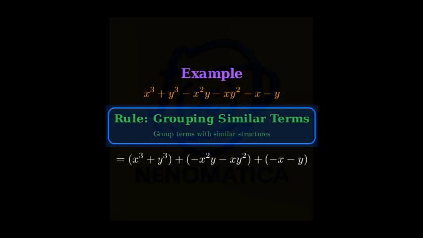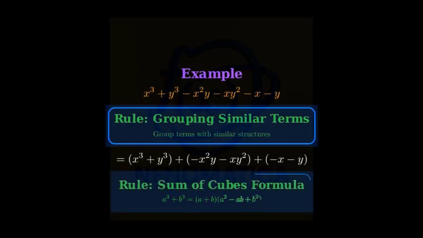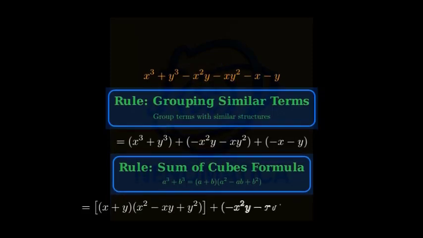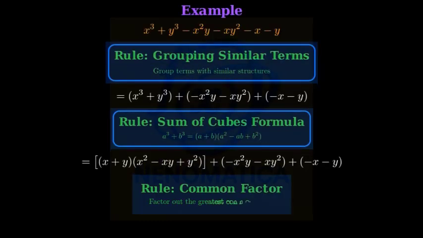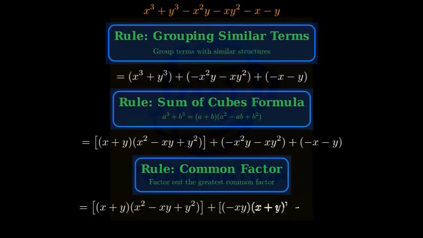Step 2. Now, let's apply the formula for the sum of cubes. We know that a³ + b³ equals (a + b)(a² − ab + b²). Using this formula for the first group, we get (x + y)(x² − xy + y²). Step 3. Let's focus on the middle group. We can factor out −xy from the terms −x²y − xy², giving us −xy times (x + y).